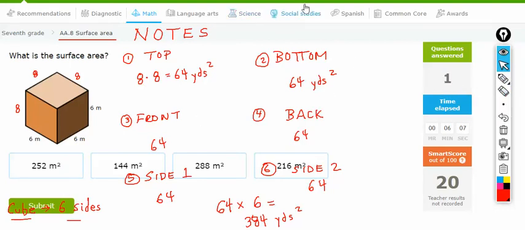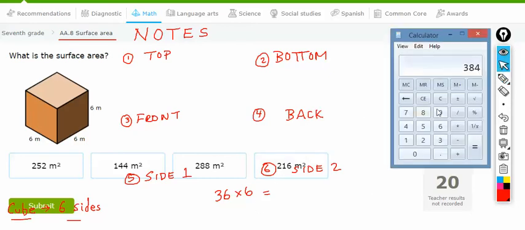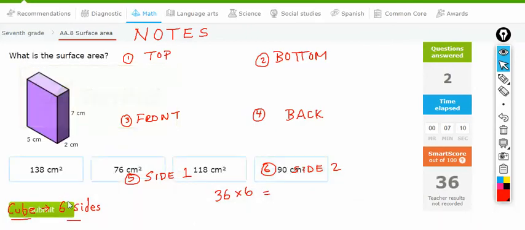So this is another cube with 6 sides, and we would go through 6 times 6 is 36, 36, 36. So basically with this cube we're going to end up with 36 times 6, and that equals 216. So with a cube, it's not that bad.